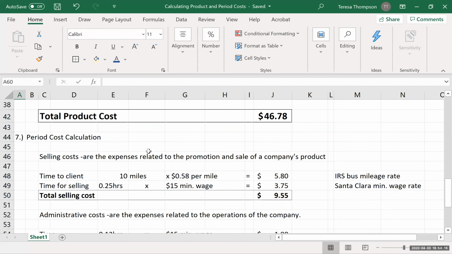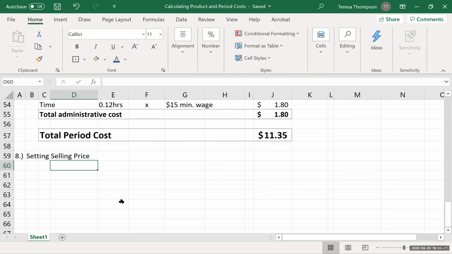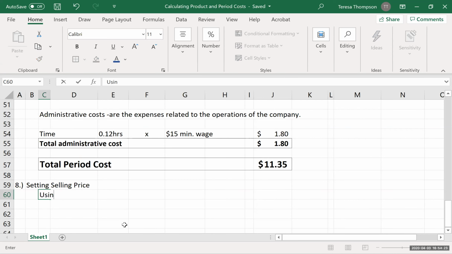Okay, we've done all our extensive calculations. Oh my goodness, DMDL, MOH, selling and admin, and now we can set our selling price. So we are going to be using the cost plus method.